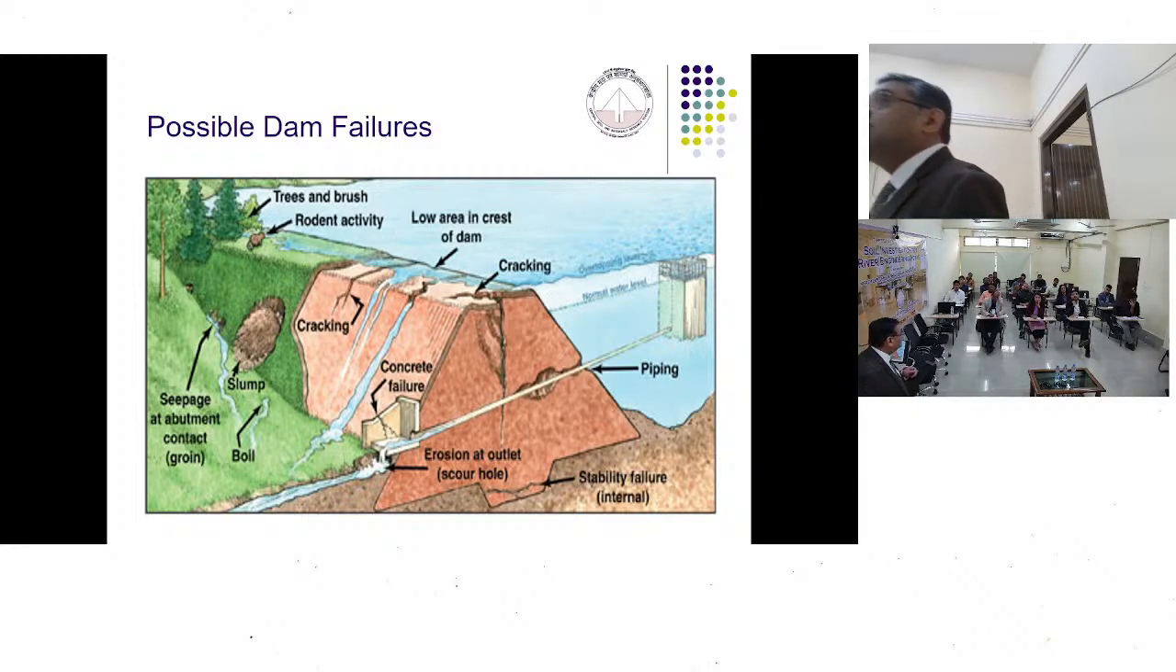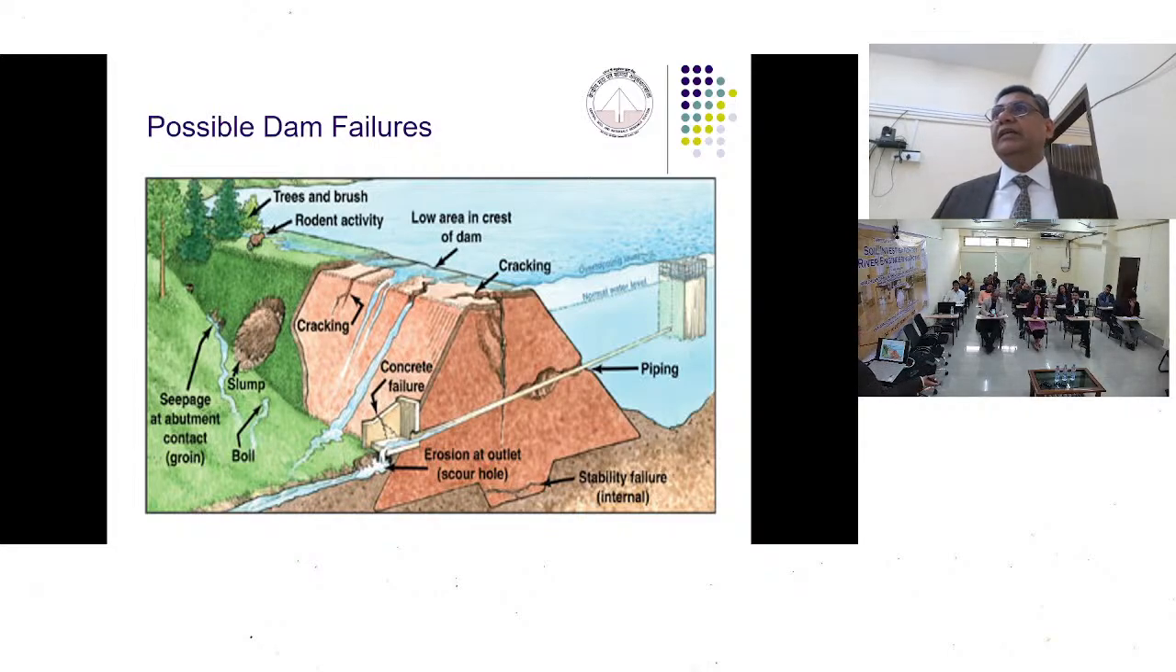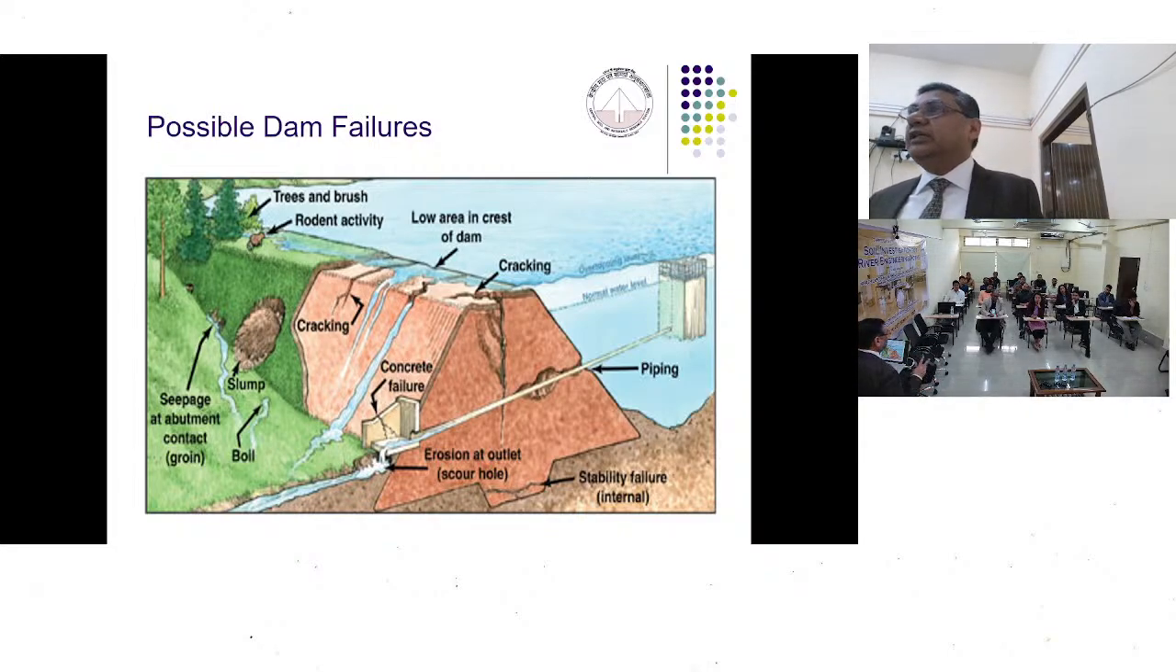How trees and bushes cause problems: suppose you are having a structure and some trees have been growing on it. Two things are going to happen. Number one, the trees are going to have roots. So what will happen, these roots will be expanding.